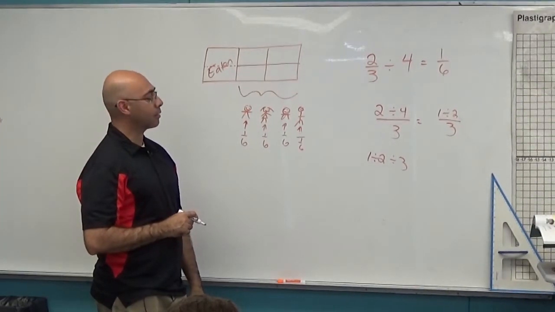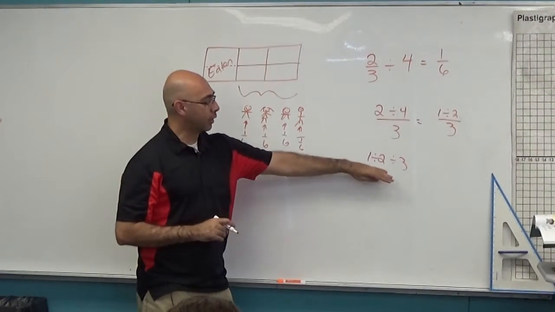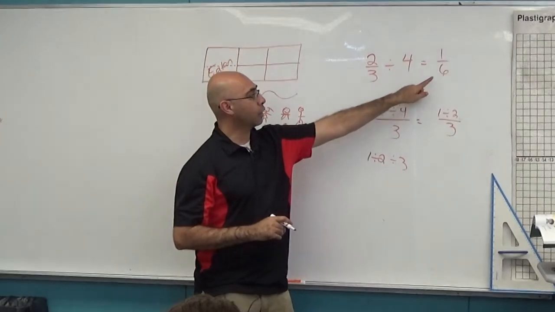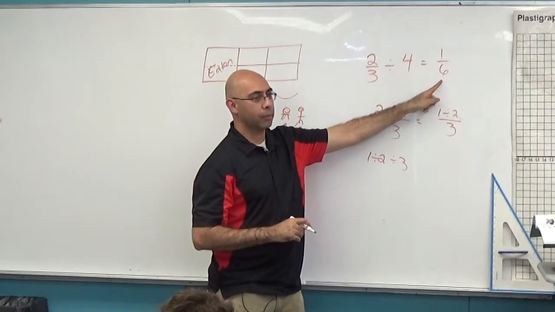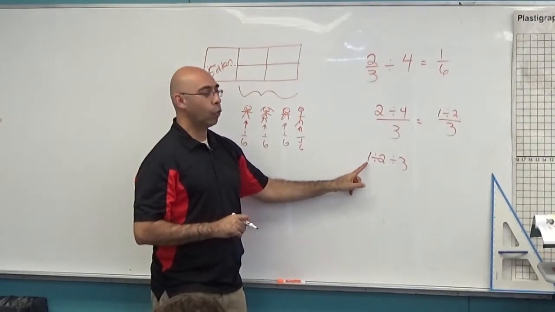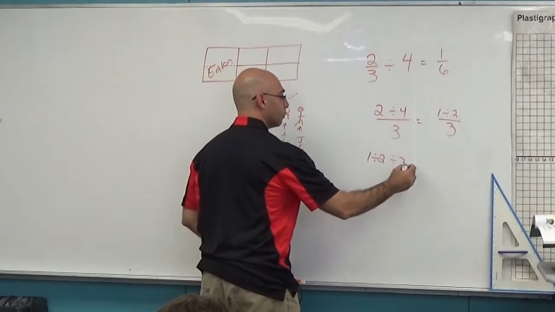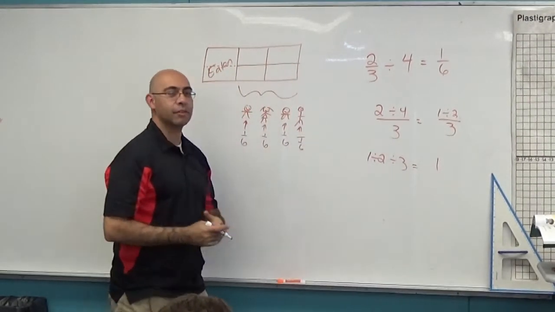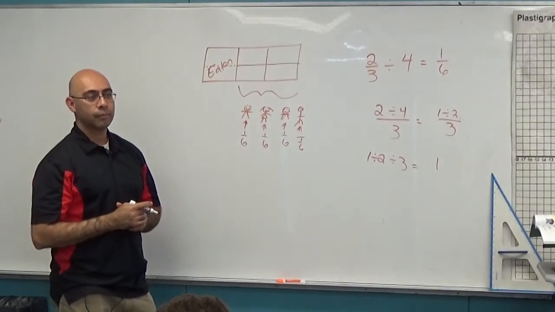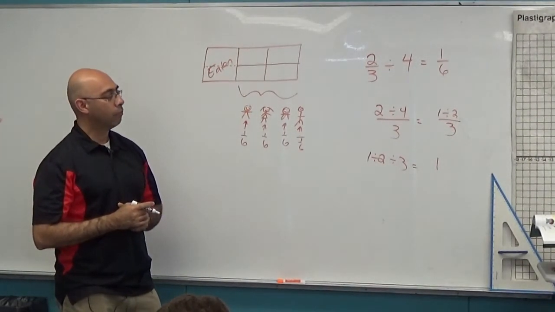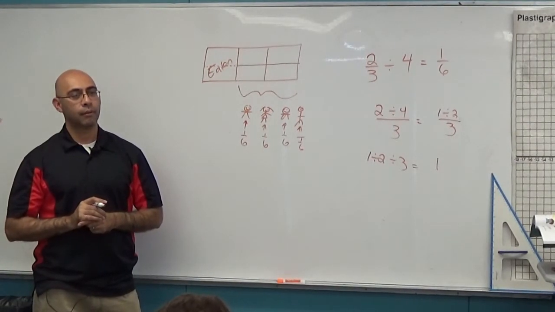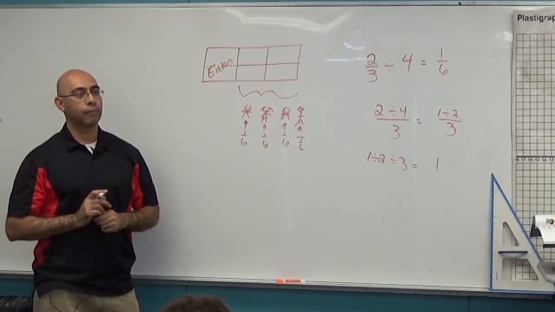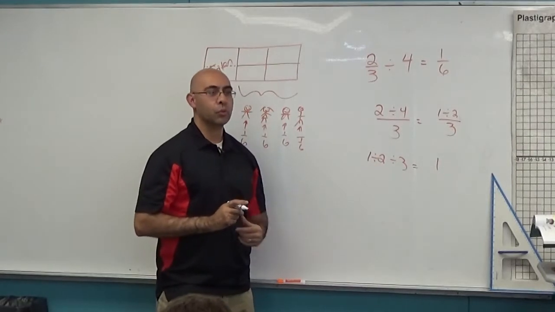Now, let's take a look at this and take a look at our answer. What is our top number in the answer? 1. What is our bottom number? 6. I have a 1 right here, but I don't have a 6 on the bottom. But look at my numbers. What do you notice? Ooh, 2 times 3 is equal to 6.